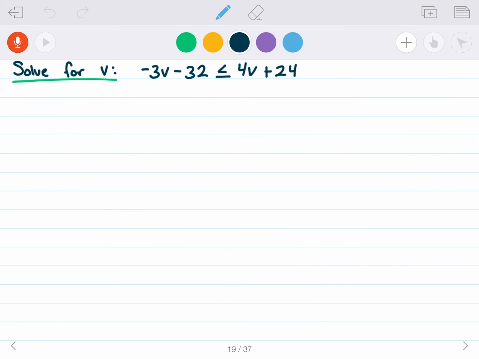Alright, let's do something like this. Just like an equation, we want to group our variables on one side and then start solving. So the first thing I'm going to do is undo subtraction by 3v by adding 3v. Notice that I'm not multiplying or dividing by a negative, so nothing's getting flipped quite yet. So on the left, I'm left with negative 32. On the right, 4v and 3v make 7v plus 24.